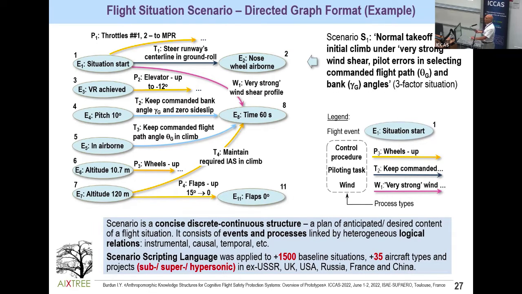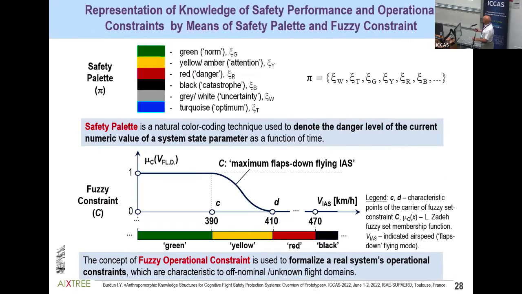By this date, more than 1,500 baseline scenarios, which constitute the trunk of the tree, were studied for 35 aircraft types, mainly Soviet, Russian, American, from the UK and China. And so for all three ranges of airspeed: subsonic, supersonic, and hypersonic as well.